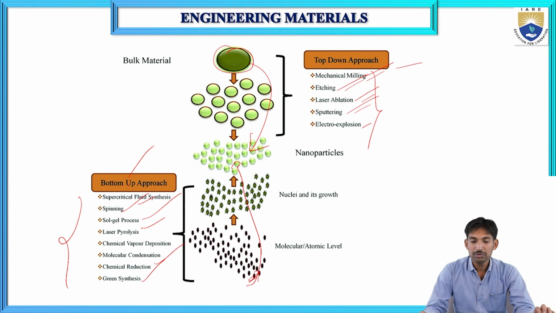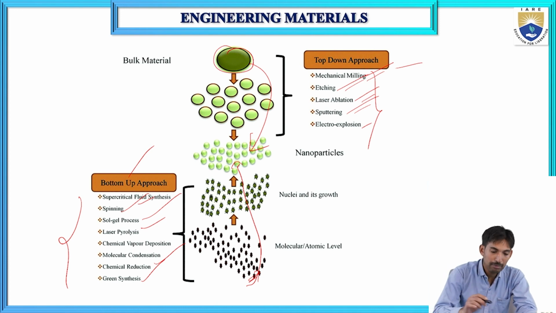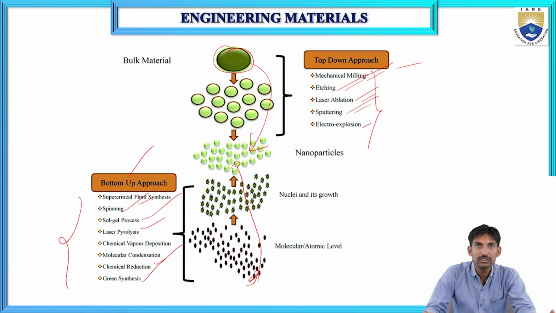What are the examples for the top down approach? Mechanical milling, etching, laser ablation, sputtering and electro explosion. And similarly, for the bottom up approach: supercritical fluid synthesis, spinning, Solgel process, laser pyrolysis, chemical vapor deposition, molecular condensation, chemical reduction, and green synthesis.